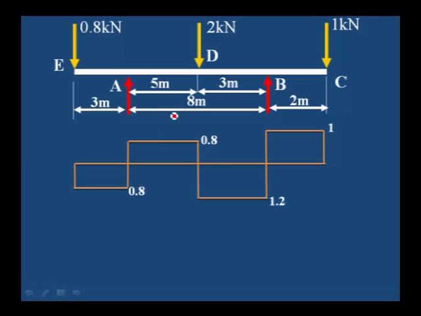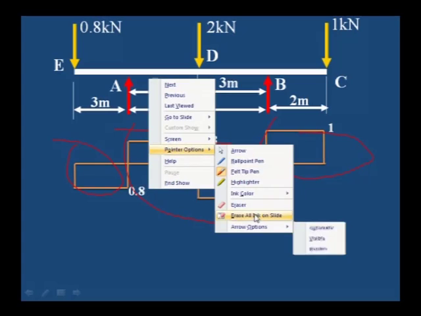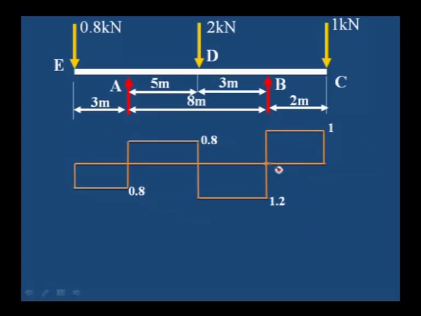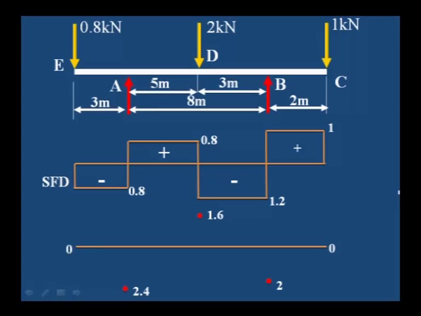You can see this center portion is the UDL portion, and there is this simply supported portion, and this is the cantilever portion. This is also a cantilever portion. You can observe shear force changes its sign exactly at the D point. Therefore, maximum bending moment will occur at this point only. And then mark the values of bending moment at D as well as B as well as A.